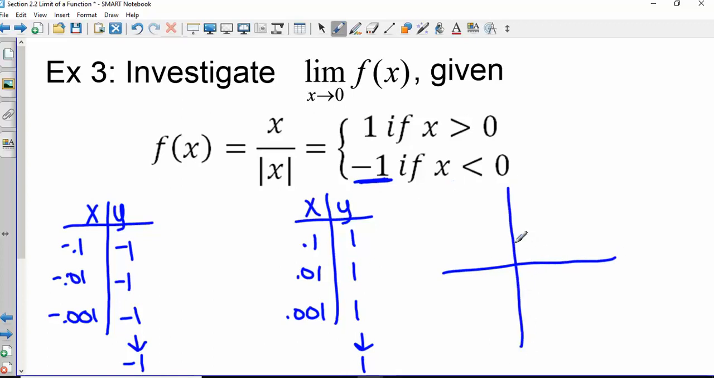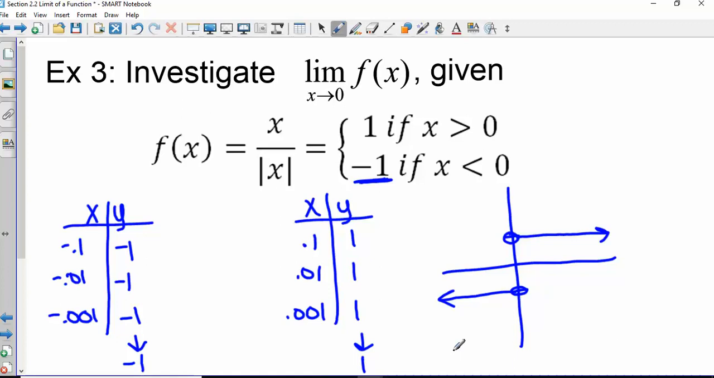If we graph this function, you get 1 if x is greater than 0. Didn't we talk about graphing piecewise functions when we went through our review chapter? So the sum equal to is going to be an open circle. So this is just 1. When x is less than 0, we got negative 1. That's what the graph looks like.